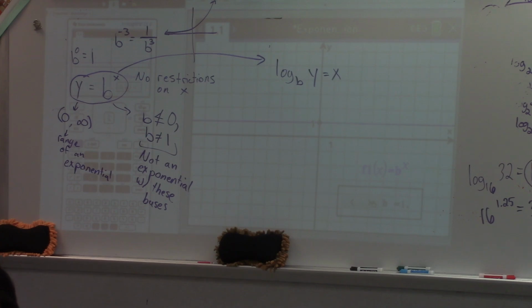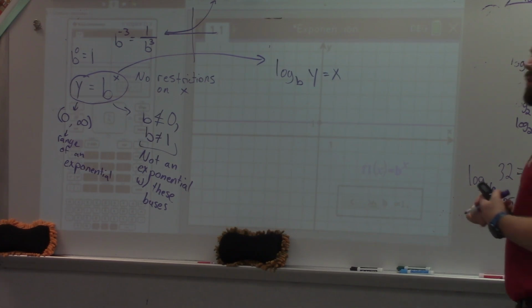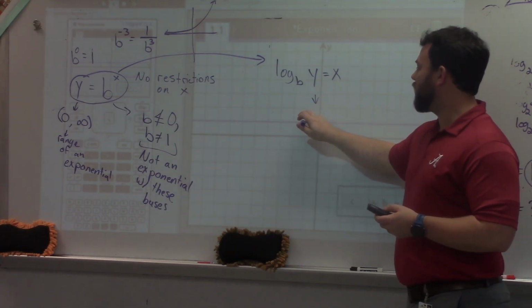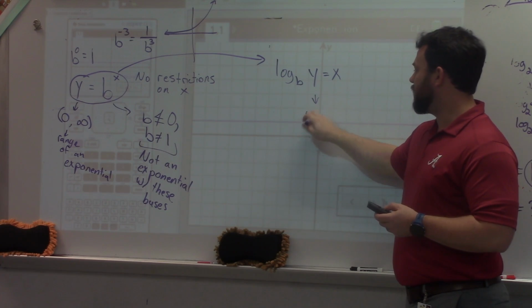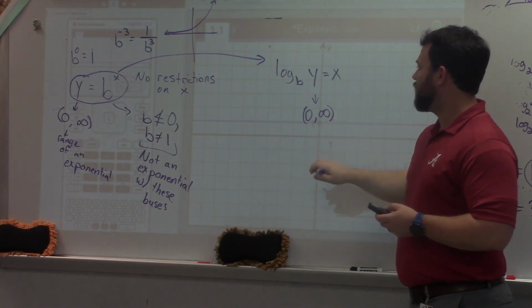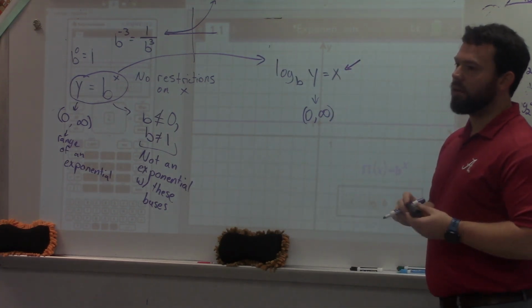Anyone know what the restrictions on y are going to be for that logarithm? The same. So what's going to be the domain of a logarithm? Or the argument? 0 to infinity. And what's going to be my outputs? Are there any restrictions on the outputs of a logarithm?